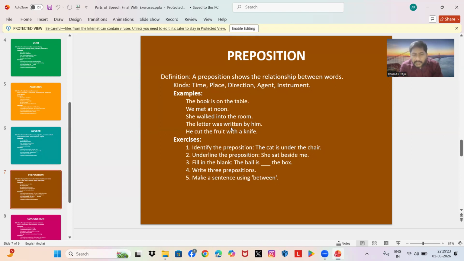The letter was written by him. So what is the preposition in this? By is the preposition. He cut the fruit with a knife. So what is the preposition in this? With is the preposition. So these are some exercises. Go through the exercises to reinforce the concept you have learned.